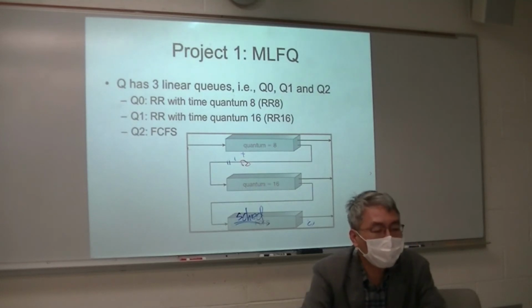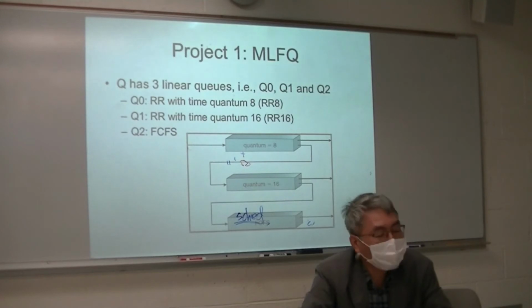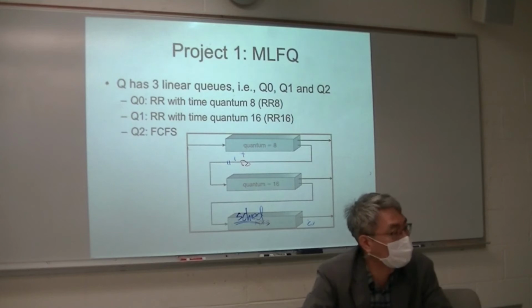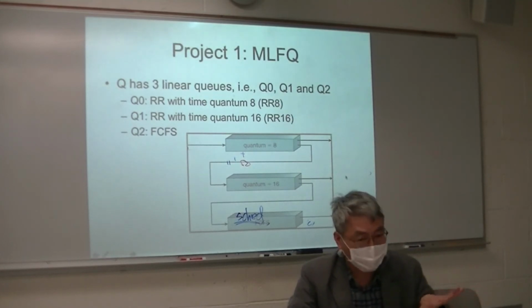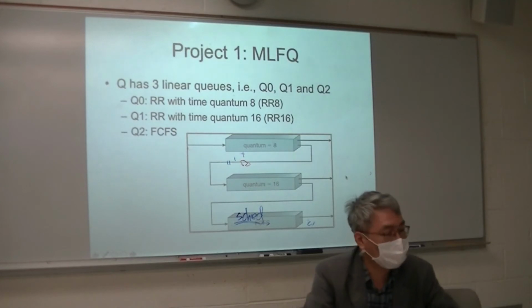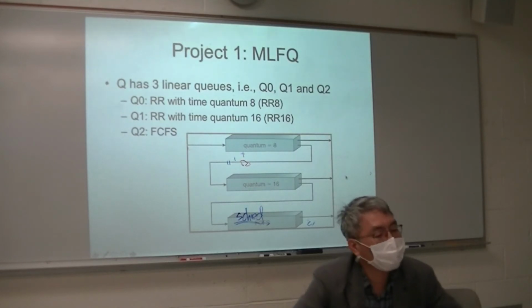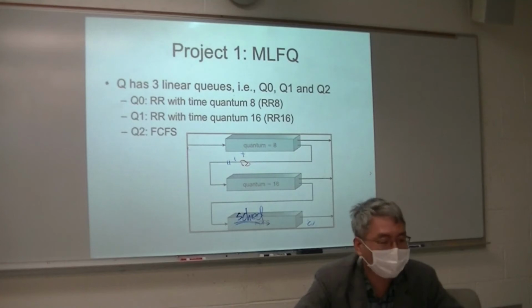So can you see the project 1? Yeah, okay, thank you. So this is the illustration of the multi-level feedback queue that I have used for the project several years before. So for your better understanding, I'd like to use this one as an example. So we are going to implement the multi-level feedback queue here.